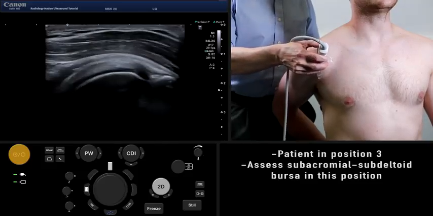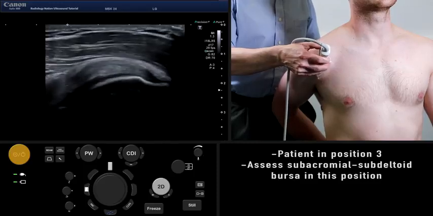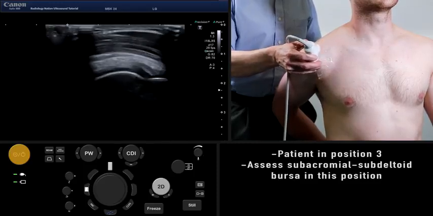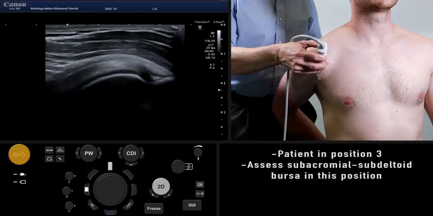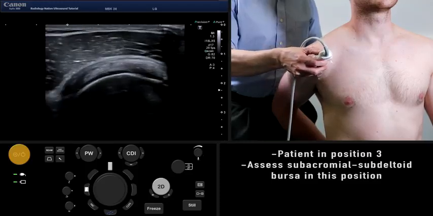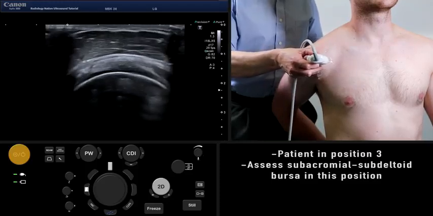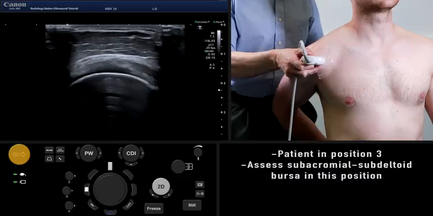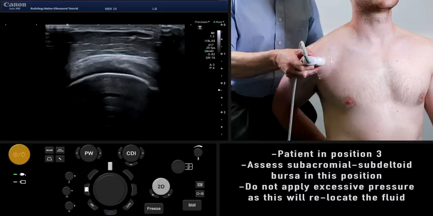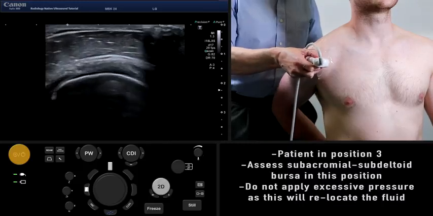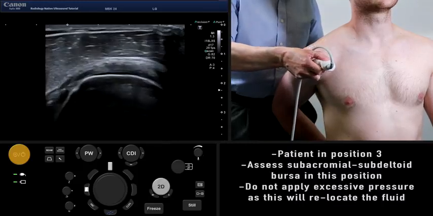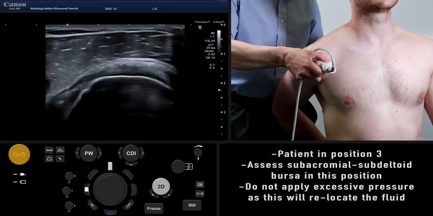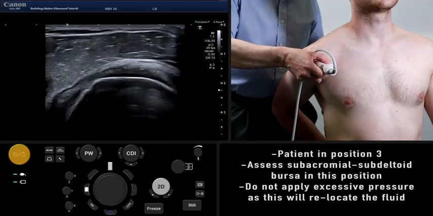This fluid-containing sac overlies the superior aspect of the rotator cuff and acts as a cushion between bone, muscles, and tendons. In normal individuals, the bursa is a potential space. If the bursa becomes distended, this may be explained by bursitis or a tear in the rotator cuff muscles. Remember not to press too hard when looking for fluid in the subacromial subdeltoid bursa, otherwise you may compress the fluid out of the area of interest.